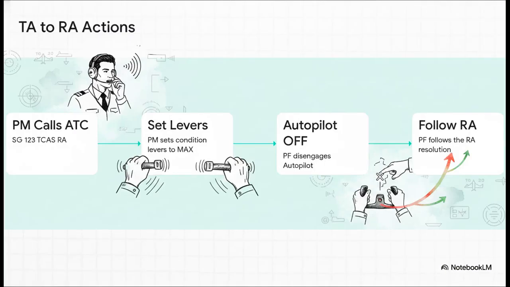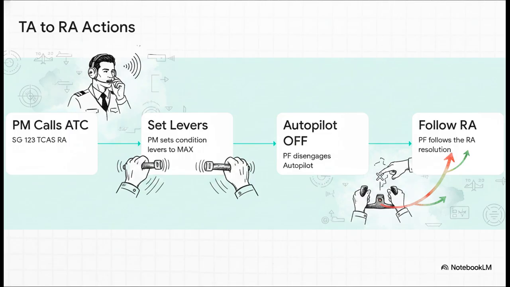If things escalate and that TA converts to an RA, your steps change instantly. Step 1, the PM calls ATC and states clearly, SG123, TCAS RA. Step 2, the PM immediately shoves the condition levers to max. Step 3, the pilot flying disengages the autopilot. And Step 4, the PF closely follows the RA resolution given by the aircraft.